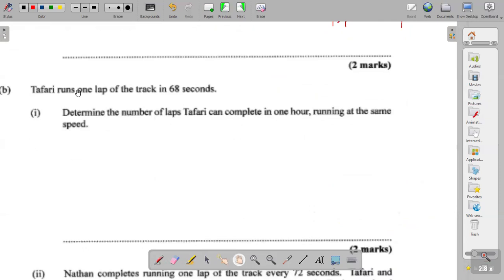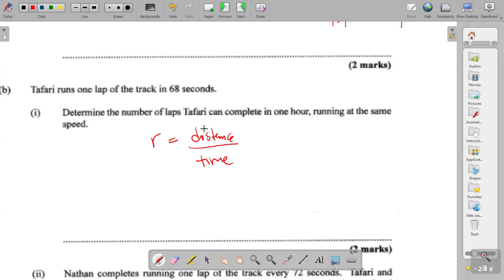Moving on. Tafari runs 1 lap of track in 68 seconds. Determine the number of laps Tafari can complete in 1 hour, running at the same speed. Tafari runs 1 lap of the track in 60 seconds, right? So remember, rate is distance over time. Everybody agree?